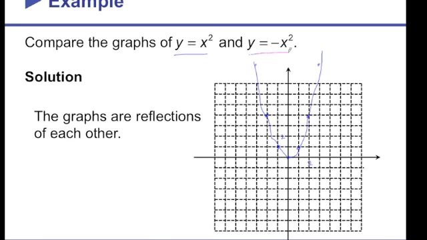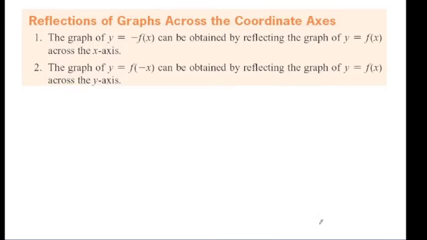And then for y equals negative x squared, I'll 0, 0. Instead of negative 1, 1, it becomes negative 1, negative 1. Instead of 1, 1, it becomes 1, negative 1. 2, 4 becomes 2, negative 4. Negative 2, 4 becomes negative 2, negative 4. So we have the parabola that opens down, which we'd already looked at earlier. So this is reflections across the coordinate axis.